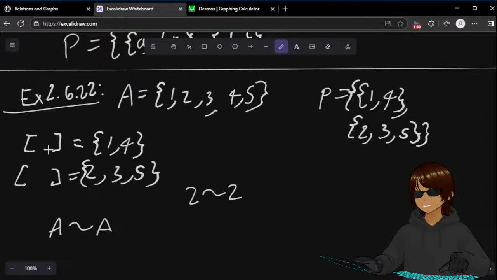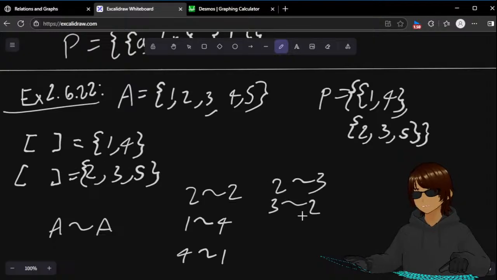But if 1, 4 is here, if 1 is related to 4, for it to be symmetric, then 4 has to be related to 1 in that relation. Similarly, over here, 2 related to 3, 3 has to be related to 2. Same for 5 and 3. So, also it has to be transitive. So, if 2 is related to 3, 3 is related to 5, then 2 has to be related to 5.